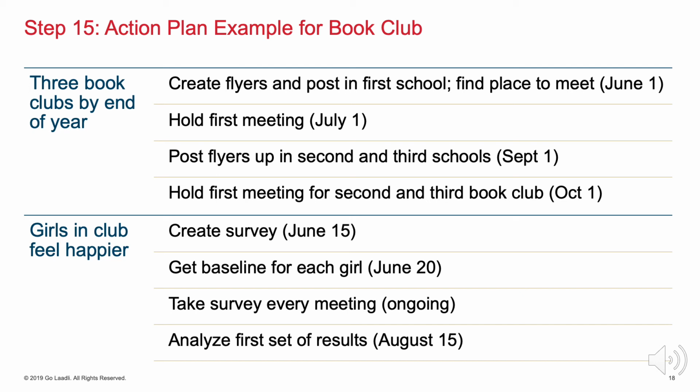You hold the first meeting, you put flyers up in the second and third schools by a certain date, and then you hold the first meeting for the second and third book club by a certain date. So now you have 3 book clubs started.